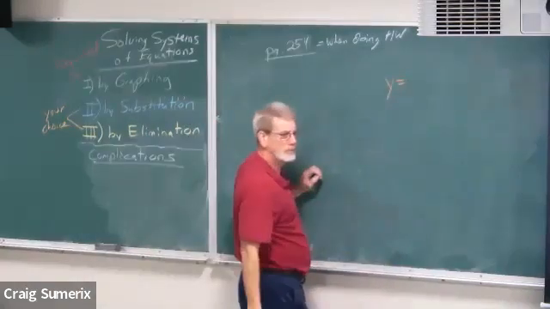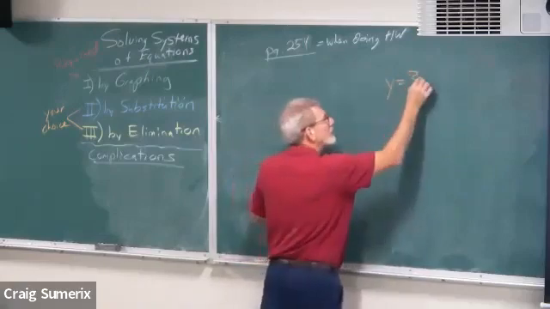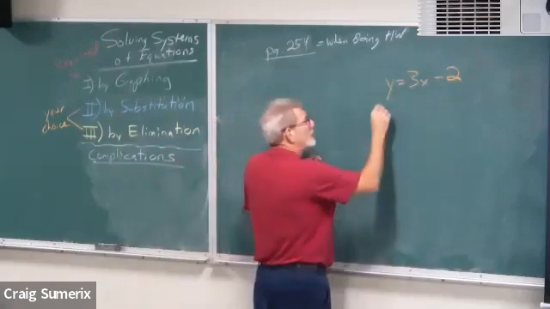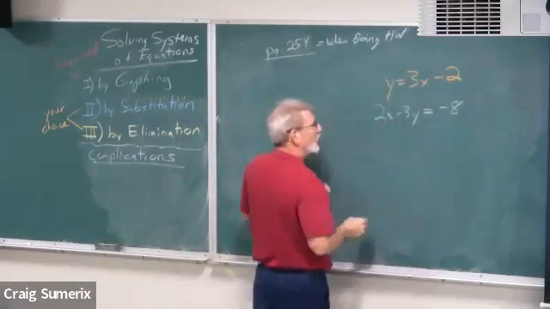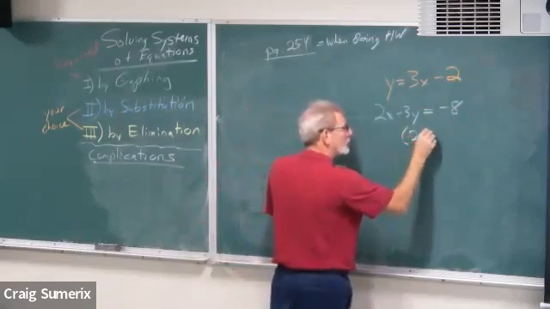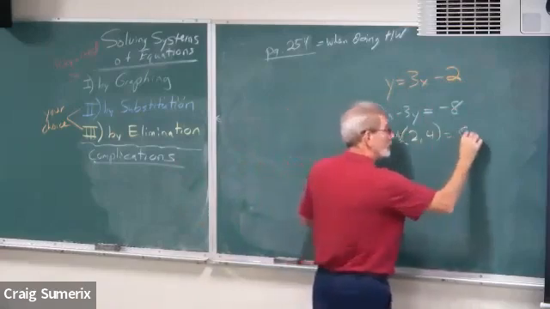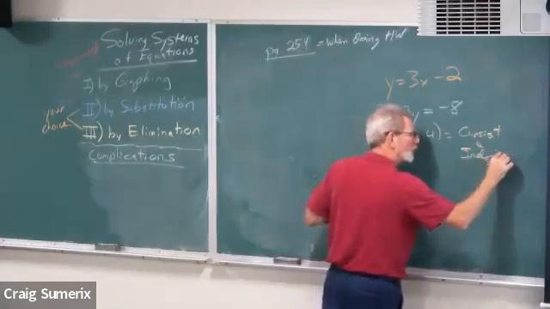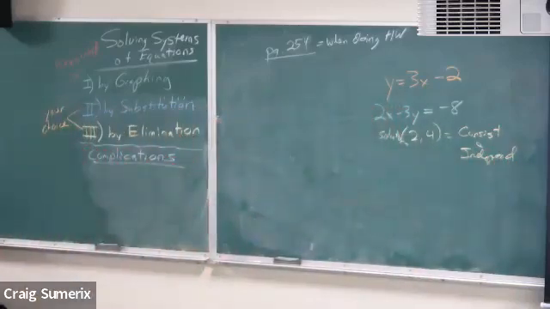Y is equal to 3x minus 2. And the other equation was 2x minus 3y equals negative 8. When we did that, you had one solution, right? It was (2, 4). So this would be consistent and independent. What they'll do on the homework is they'll ask you, well, I'll pull one up here so you can see what it looks like.